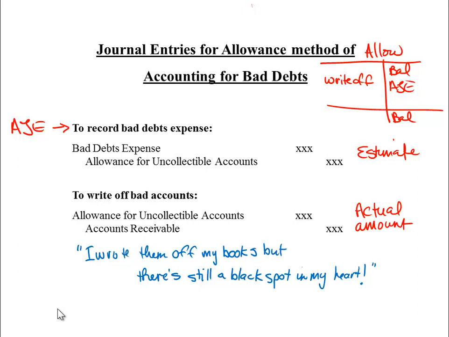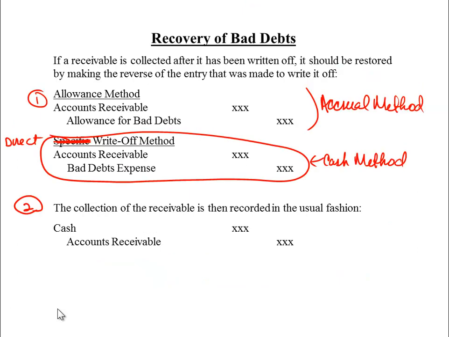And in blue here I have my country western song. I wrote them off my books, but they're still a black spot in my heart, because once you write off an account, they no longer exist in your accounting records. So if they pay you and you have a recovery, you have to put them back on your books by debiting accounts receivable and crediting the allowance, and then secondly, taking the money, debit cash, credit accounts receivable.